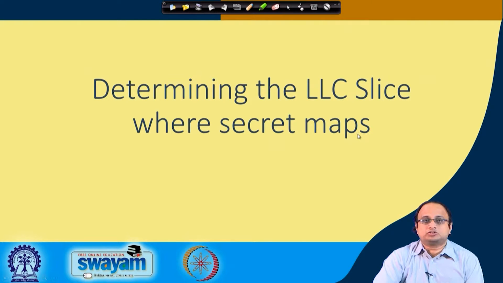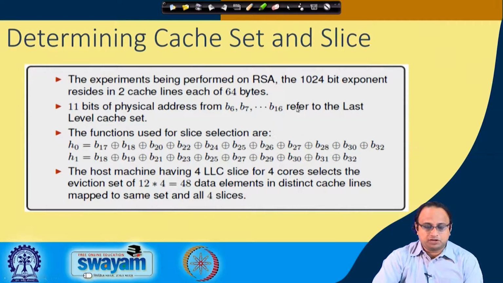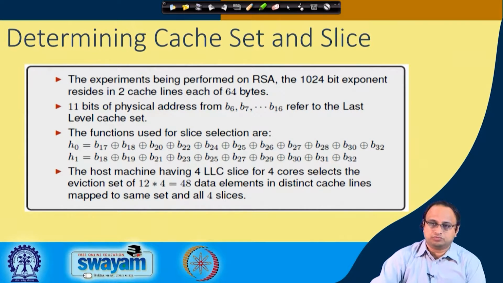Where we stopped in the last class, we were determining the LLC slice where the secret maps. We saw how prime and probe can be utilized in this context. The experimental setup we are considering is an RSA implementation with a 1024-bit exponent, which can reside in two cache lines, each of 64 bytes. Totally it is 1024 bits, so it occupies two cache lines of 64 bytes each, 64 into 8 into 2.